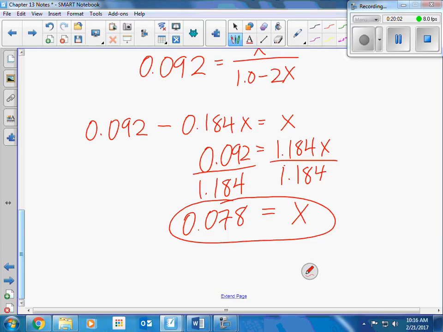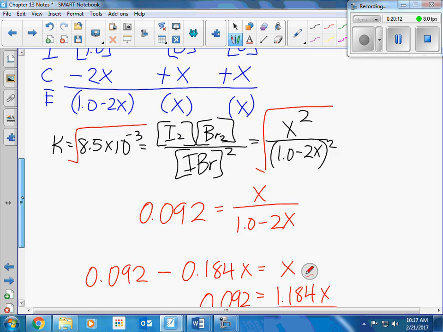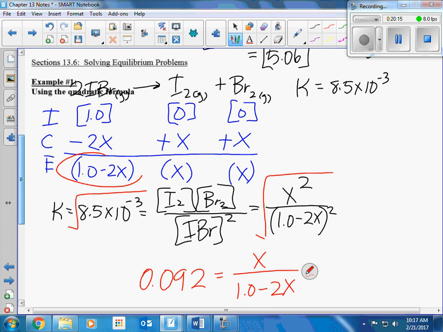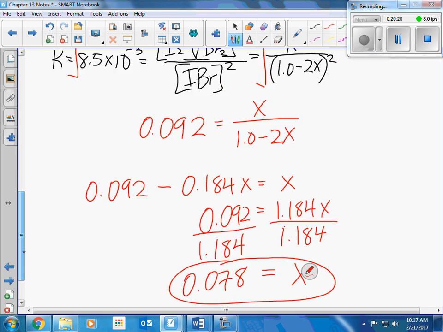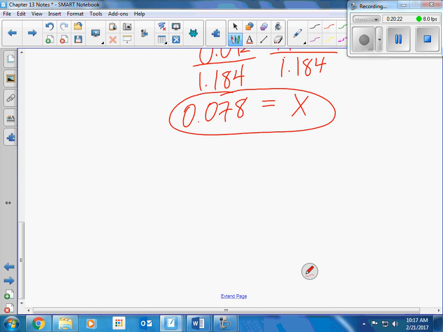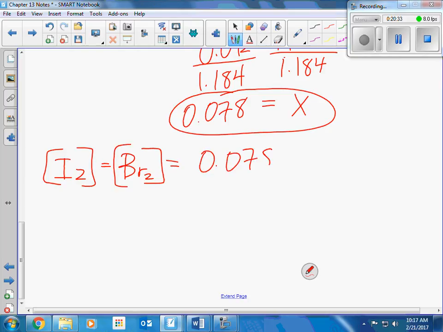Am I done? No, we're not done. You need to substitute it back in and figure out the concentrations of each of them at that point. So I'm going to take 0.078 and I'm going to put it into my expressions here and find my resulting answers. So iodine and bromine are going to be this answer x. So my iodine concentration is equal to my bromine concentration, and that's what my x is, so that's easy to do. So that's my answer there. At equilibrium, that's the concentration of that.